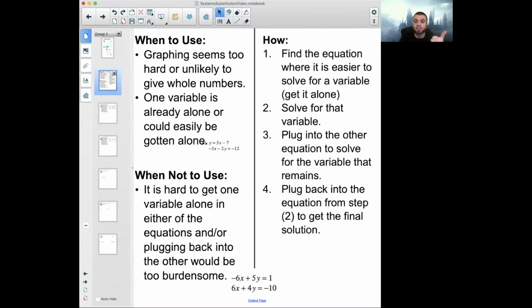We talked about guessing and checking, right? You could take a guess. It could work. We talked about graphing. All right. And now we're talking about substitution, right? We got one more that is waiting in the wings.